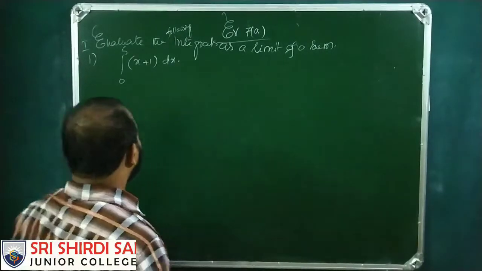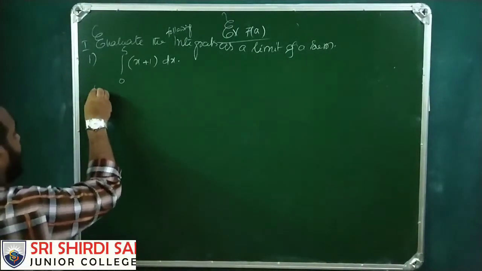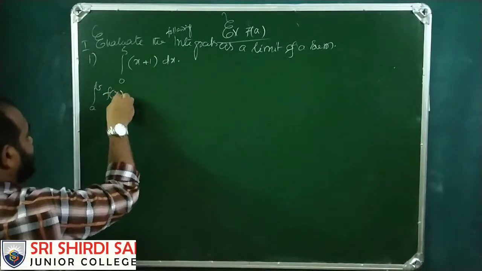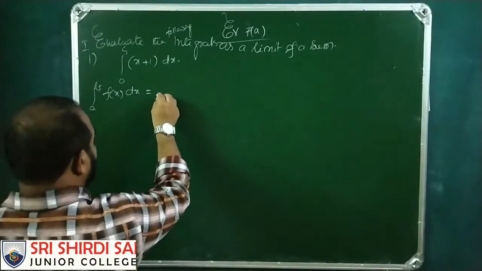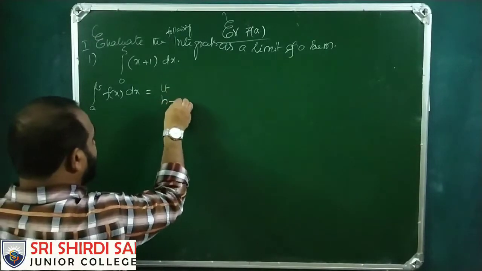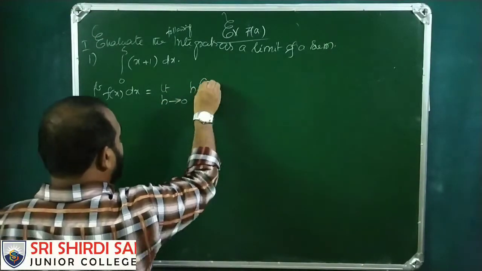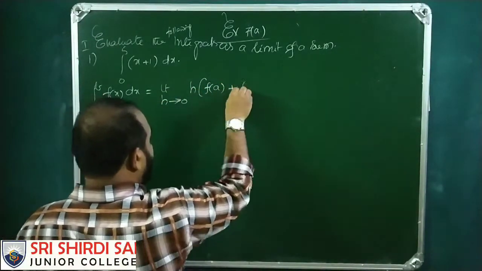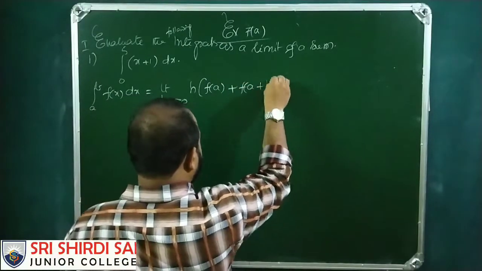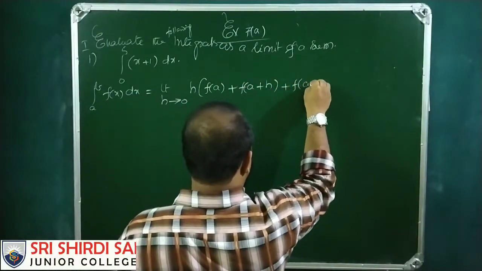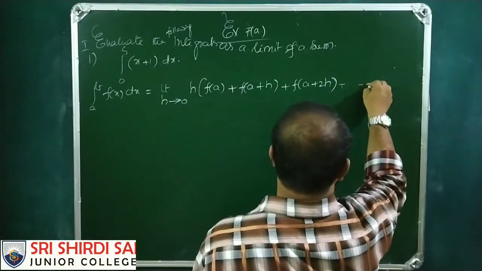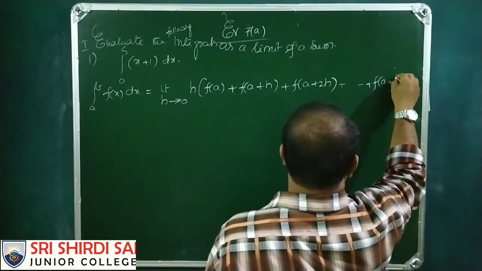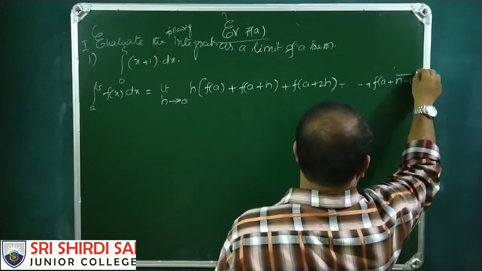So the formula is integral a to b f of x dx is equal to limit h tends to 0 h into f of a plus f of a plus h plus f of a plus 2h plus etc., plus f of a plus n minus 1 h.